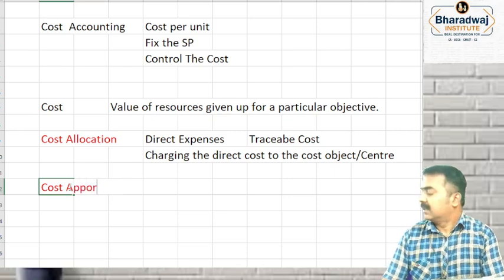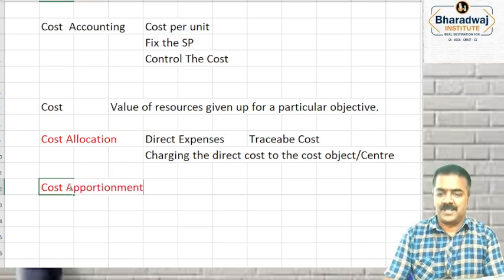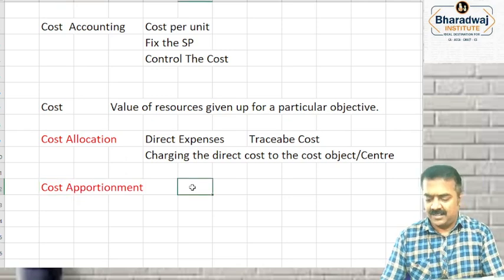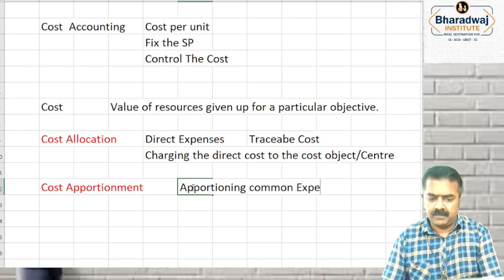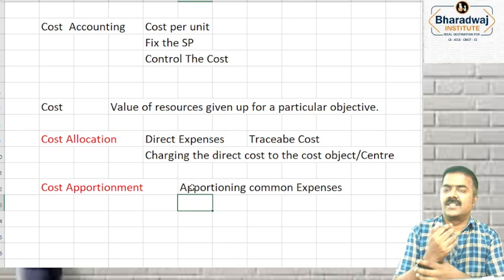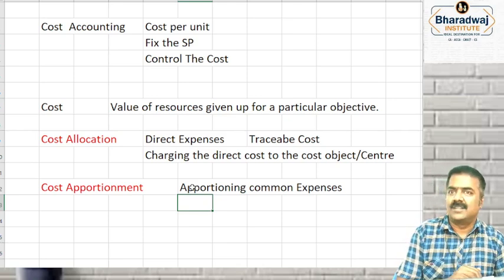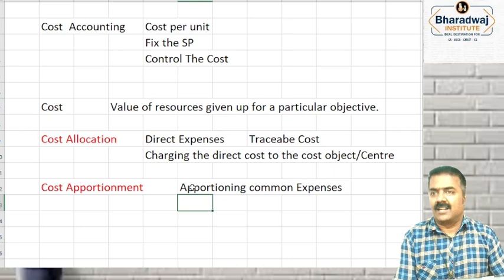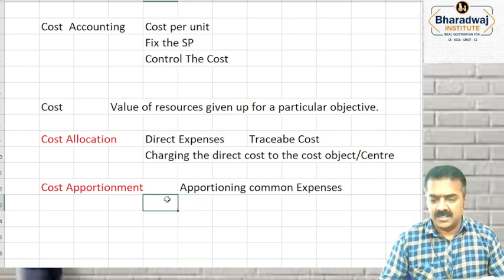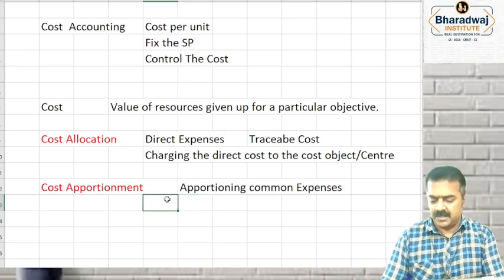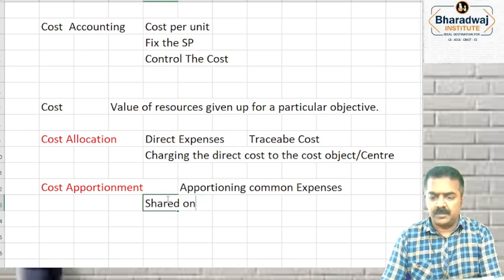Next, one more word we use, cost apportionment. What is cost apportionment? Simple. Apportioning common expenses. For example, for your college, there is a general maintenance expense, like building maintenance, electricity, non-teaching staff salary. Those things are common expenses. Apportioning common expenses means sharing them on a suitable basis amongst cost centers.